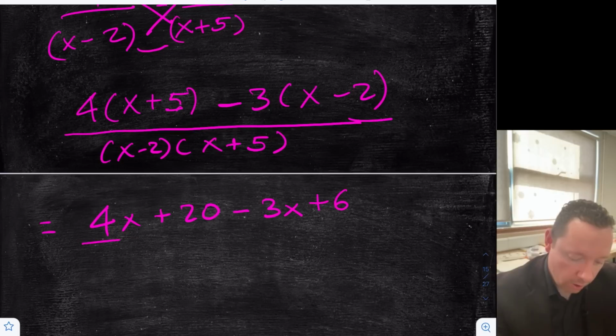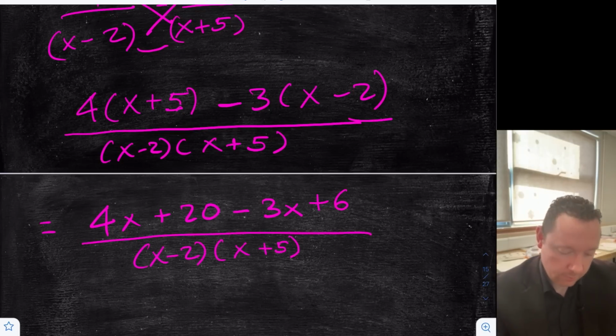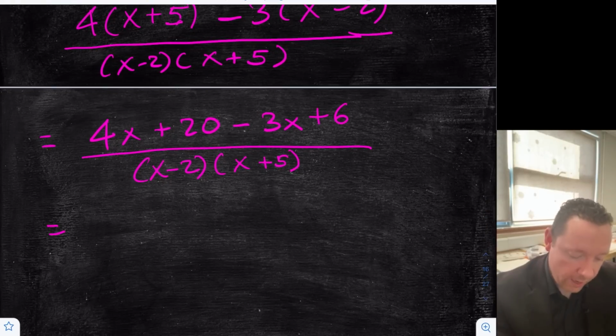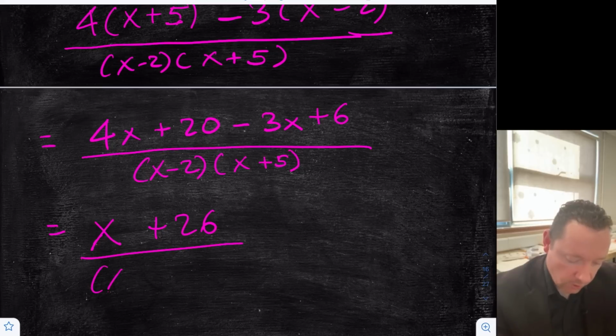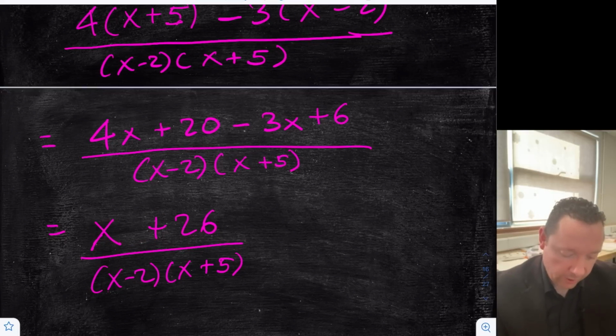And we've still got our x minus 2, x plus 5. There's no need to expand the bottom. So that gives you 4x minus 3x is 1x. 20 plus 6 is 26 over x minus 2, x plus 5. And just double check, once you've done this, can you factorise that? No, you can't, so you can't simplify any further. There's nothing else you can do. So we're done there.